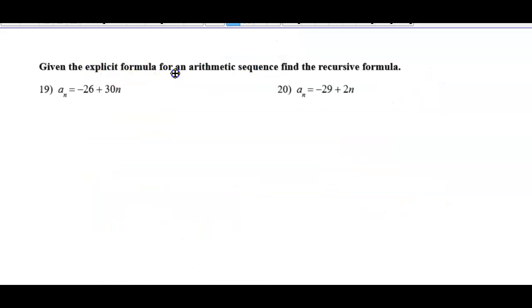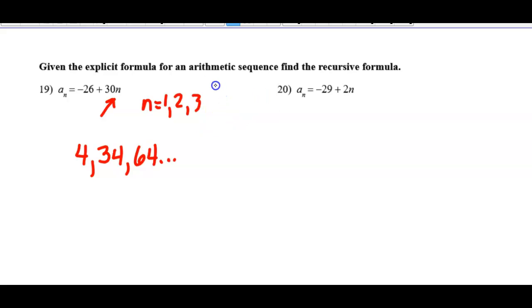Given the explicit term, find the recursive term. All right, this is just about understanding what's going on. So n is the term number, and it's been simplified. But whatever's multiplied by n is the difference. Again, you could put in n equals 1, 2, 3 to find the first 3 terms. If you put in a 1, negative 26 plus 30 once would be 4. You put in a 2, you can do it on your calculator, negative 26 plus 30 times 2 is 34. And then it's going to keep adding 30.